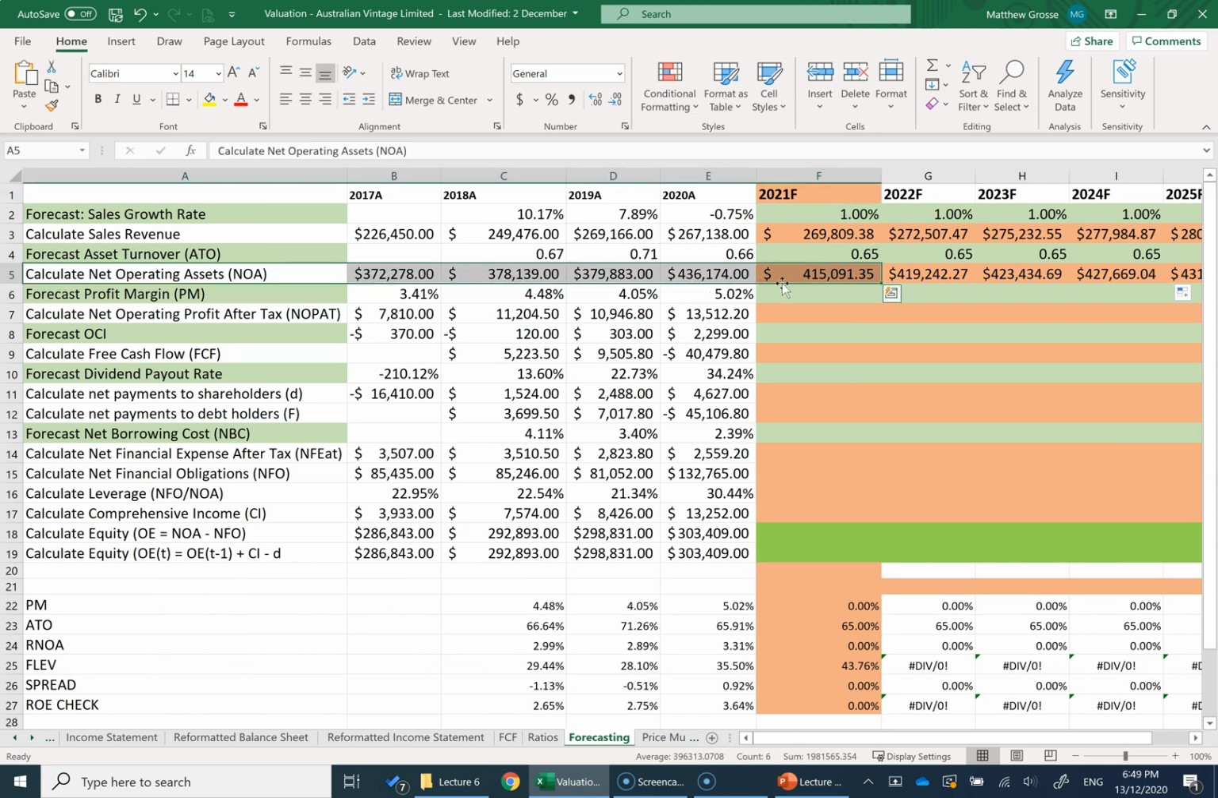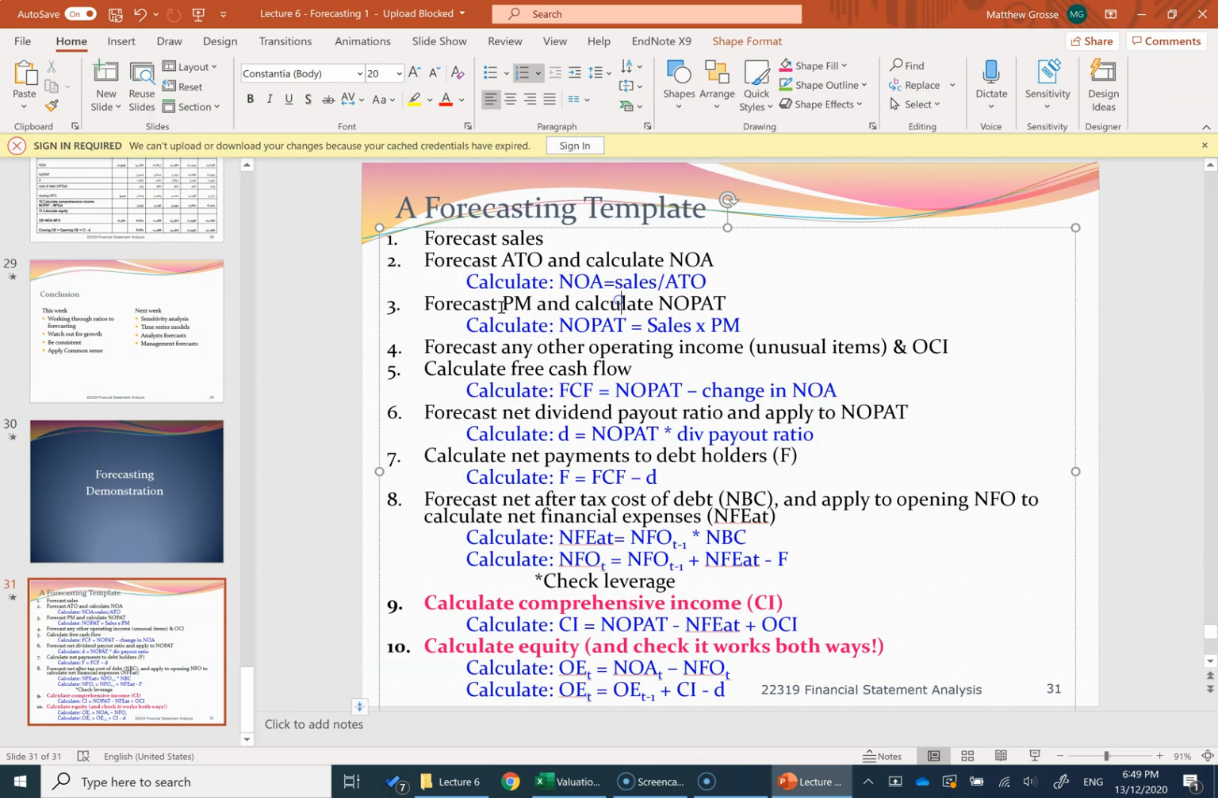Okay, based on the assumptions I've made, it looks like my asset base is going to be decreasing. Then I have to evaluate, does that make sense? Under what reasons would my net operating assets actually decrease? I'm now up to step 3 in the process, which is to forecast the profit margin and calculate NOPAT.